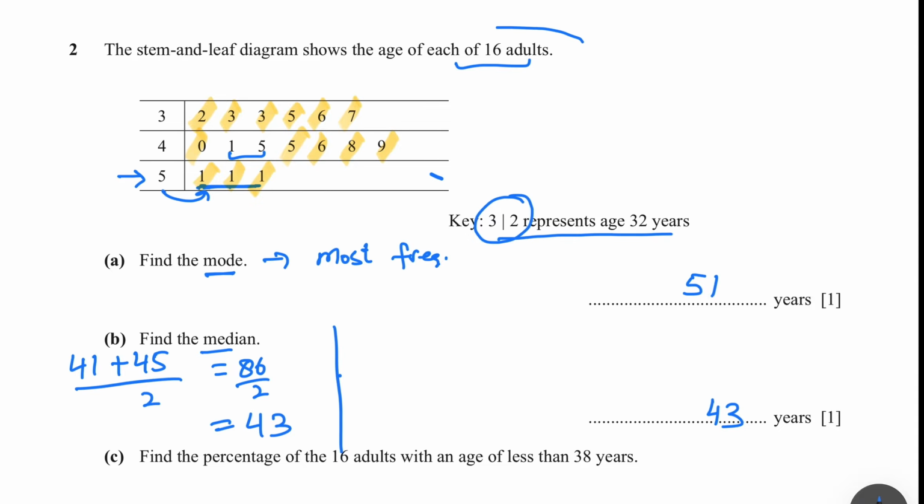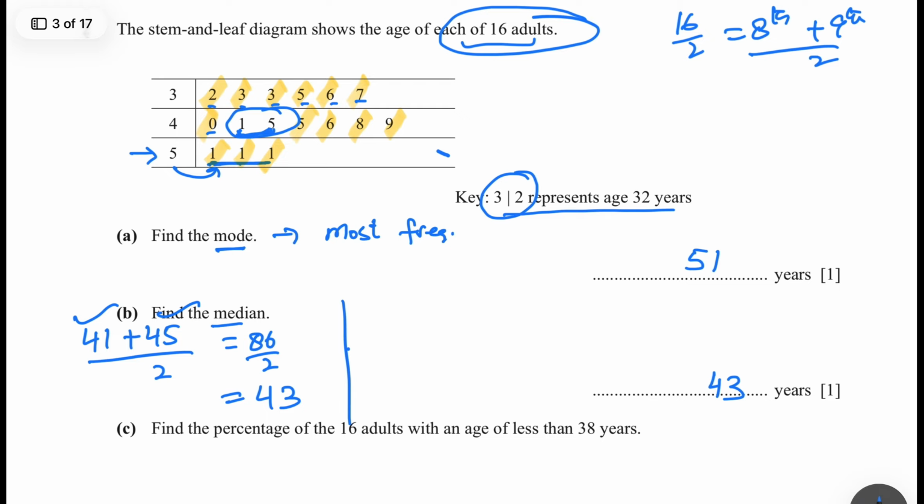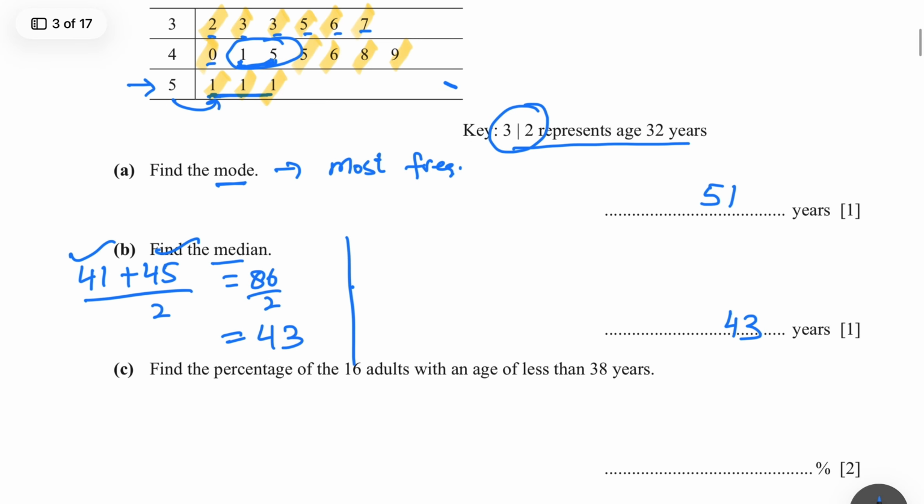And the second method: we have 16 adults. So 16 divided by 2, we got 8. That means this 8th term here: first, second, third, fourth, fifth, sixth, 7th and 8th. As 16 is an even number, we will take both the 8th and 9th values. So the 8th plus the 9th value, divided by 2. Again the 8th and 9th are 41 and 45. We add and divide by 2, we got the same answer, right? You can use whatever method is comfortable for you.